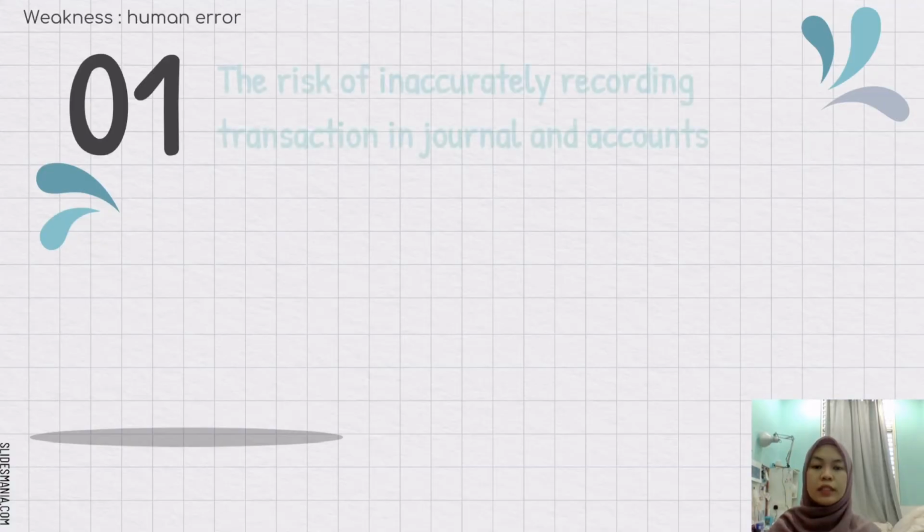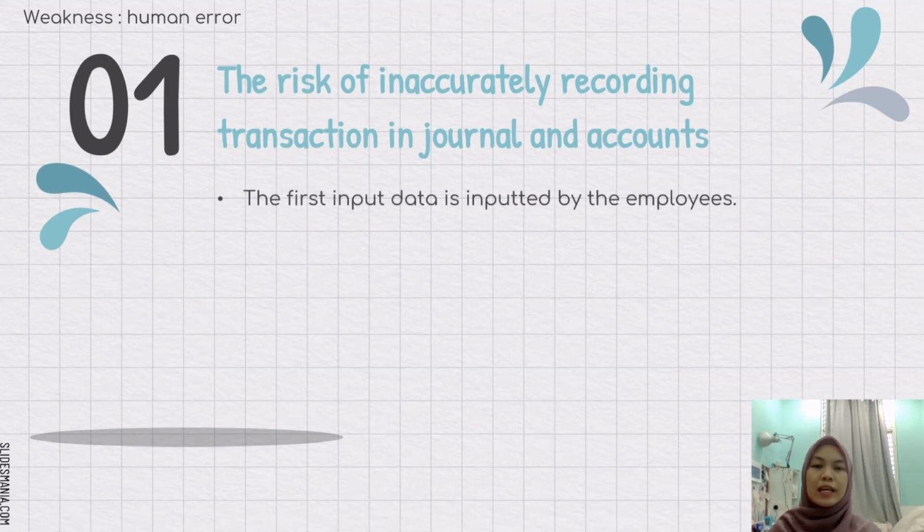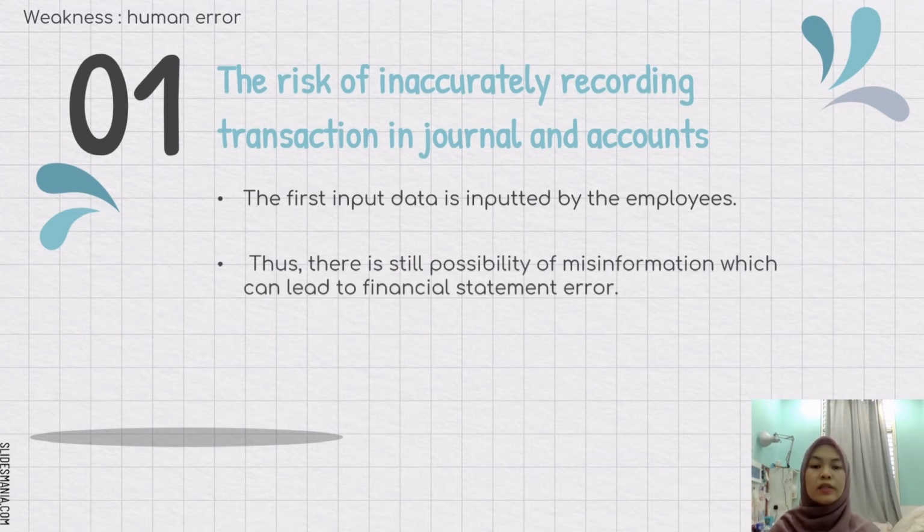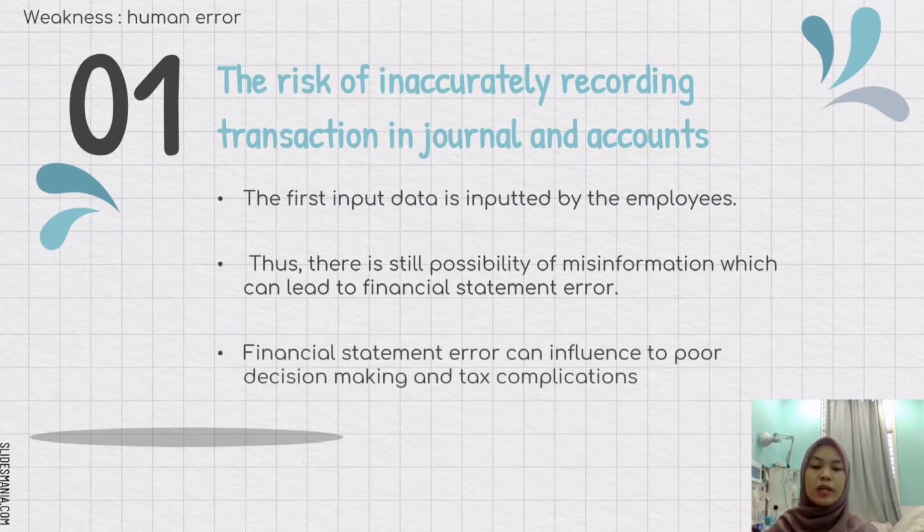The first risk is the risk of inaccurately recording transactions in journal and account. Though the SSU computers are already systematically set for auto calculations, the first input data is still inputted by the employees. Thus, there is still the possibility of misinformation, which can lead to financial statement errors, and financial statement errors can influence poor decision making and tax complications.